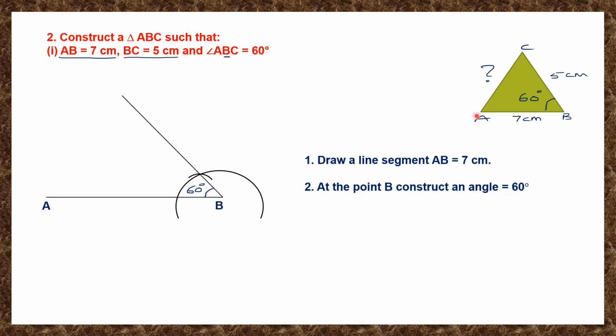Now look at the figure. Here nothing is given, so we can't do anything from A because we don't know the measurement of the side, we don't know the measurement of the angle, so we're not going to touch A. Instead, we have to continue with B because now first this we have 7 centimeters.